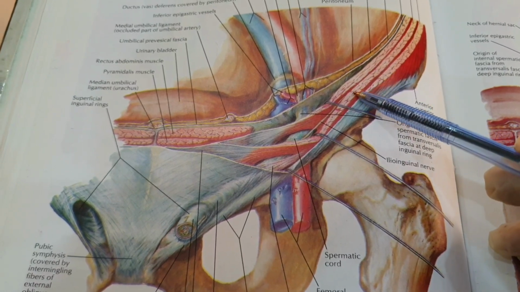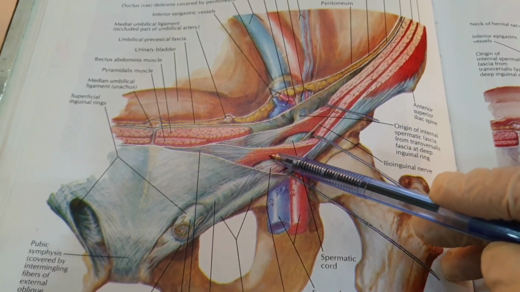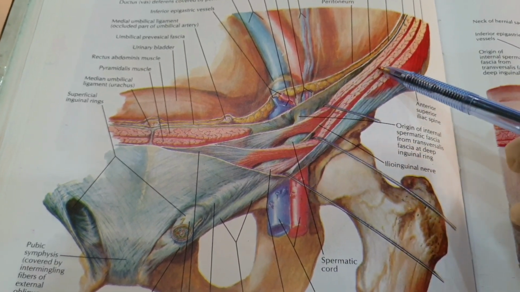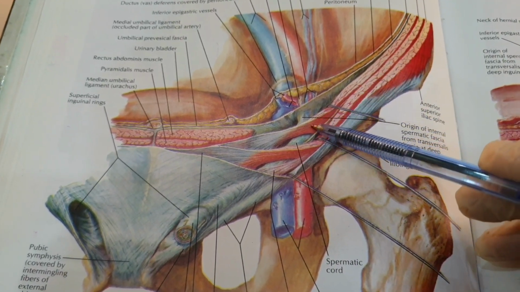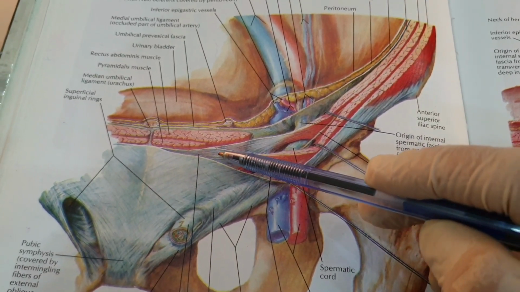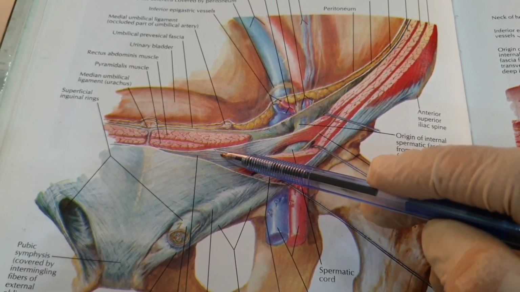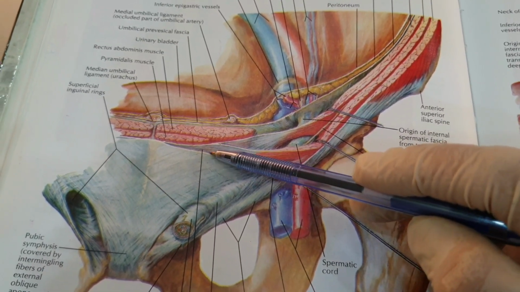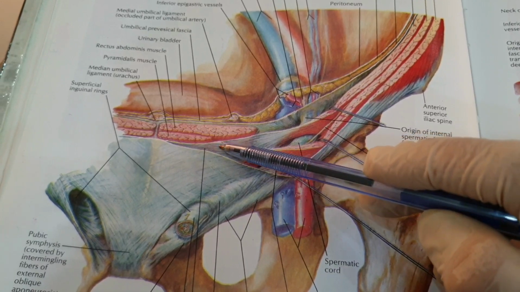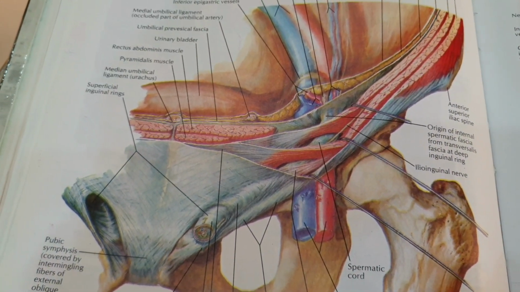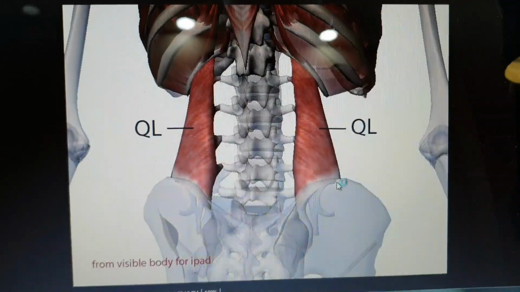Now if we follow the internal oblique muscle, you can see this is the aponeurosis of the internal oblique. Now you follow the transversus abdominis, and you can see this is the aponeurosis of transversus abdominis, and at this point both the aponeurosis of internal oblique and transversus abdominis join, and this structure is called the conjoint tendon. This is the structure which is going to get its attachment to the pectineal line.